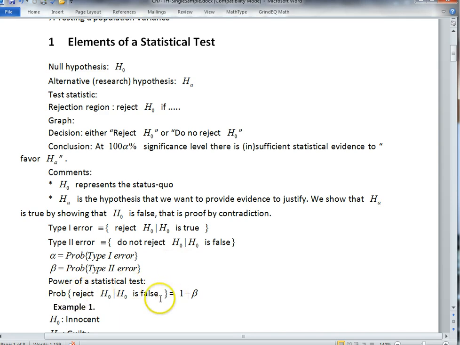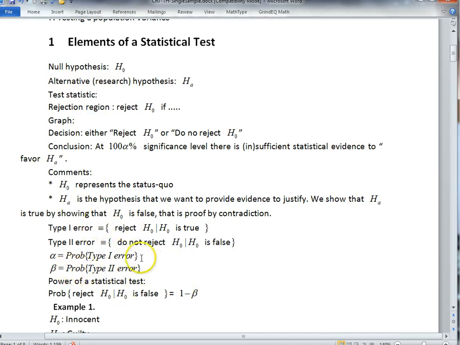So we're going to define 1 minus beta, which is rejecting H0 when it is false, something we'd like to do, to be the power of the test. So that's called the power of a statistical test: 1 minus beta.